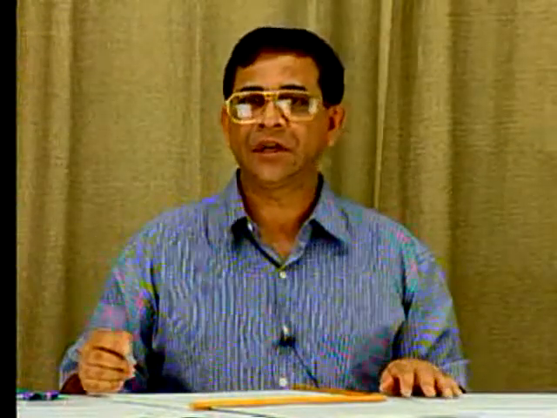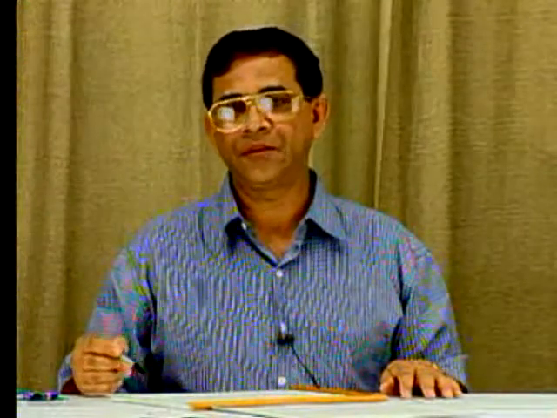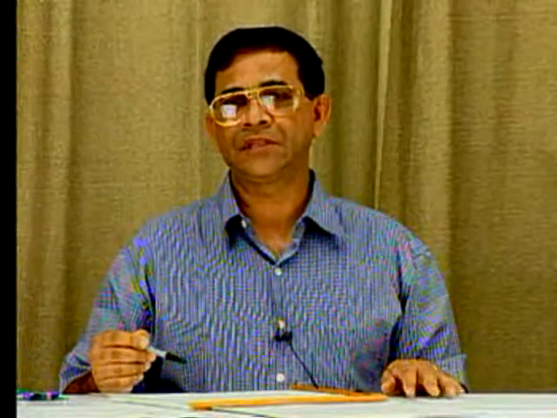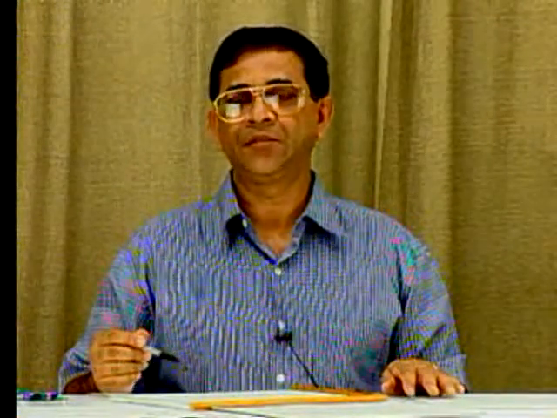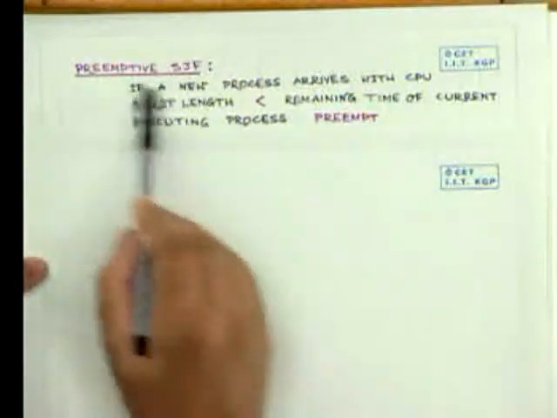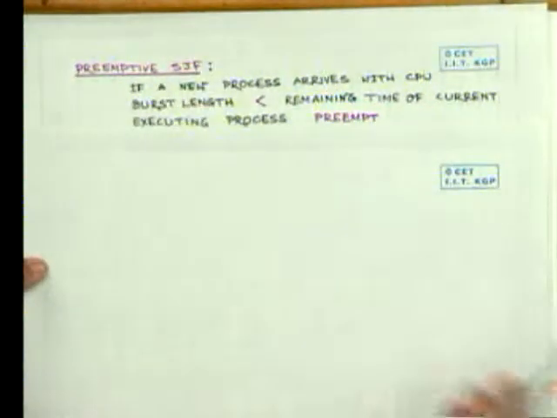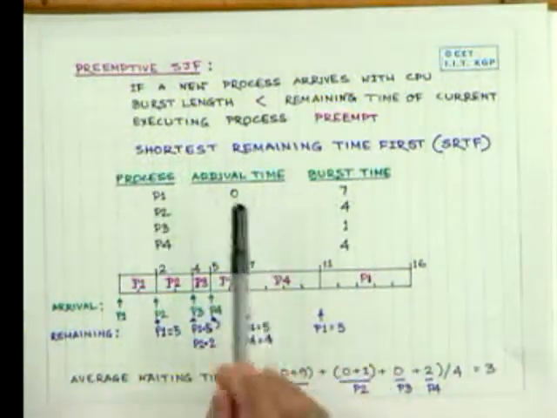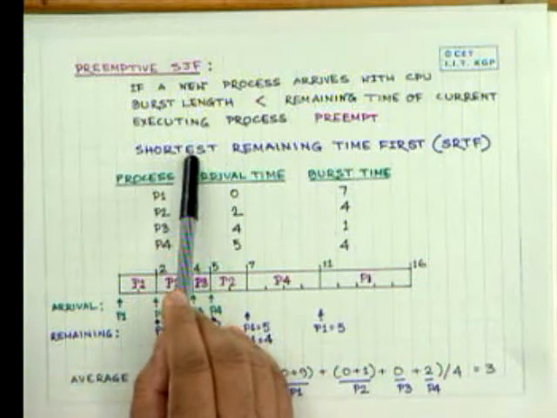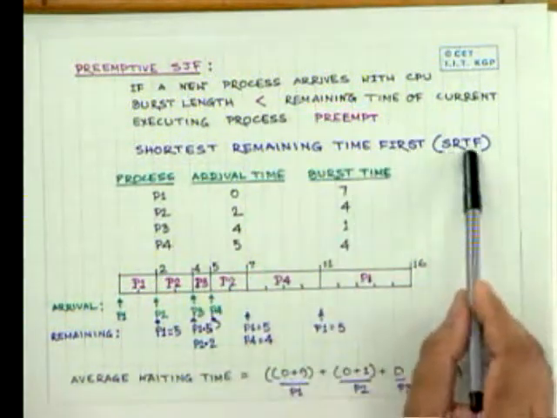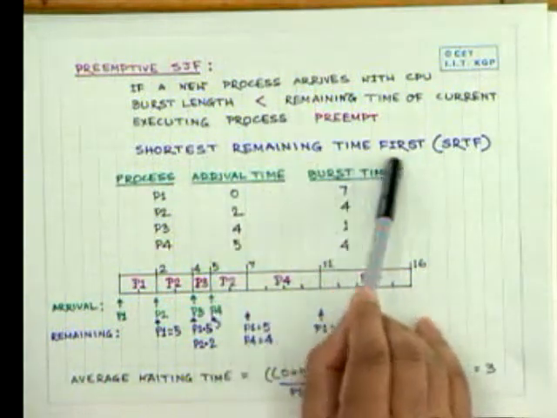That means it is taken out of the CPU and put back into the ready queue, and the new process which has the smaller CPU burst time will be dispatched to the processor. That we call preemption, and that's preemptive shortest job first. The term that we use for this preemptive SJF is the shortest remaining time first, or SRTF.